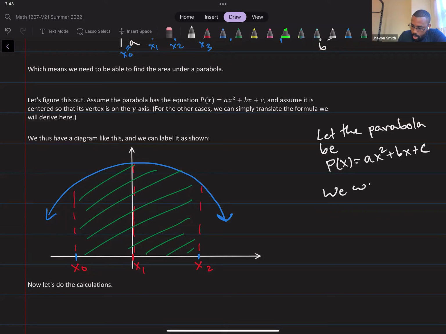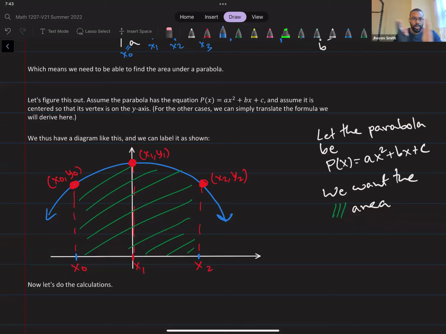So we want the area. So obviously this is going to hit a coordinate. This is going to hit a coordinate. This is going to hit a coordinate. So let's call this x0 comma y0. Let's call this x1 comma y1. Call this x2 comma y2. Now, the idea is if we can figure it out on this balanced interval, we can figure it out anywhere, because then it's just a matter of translating wherever the parabola shows up.